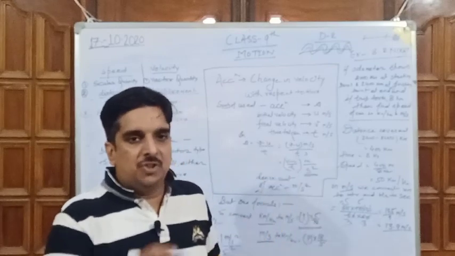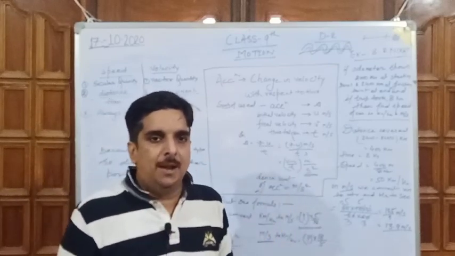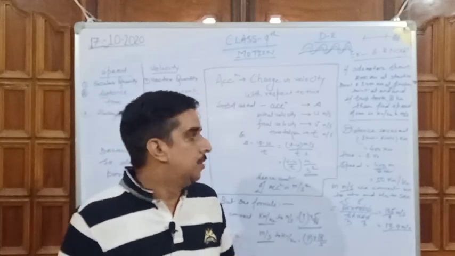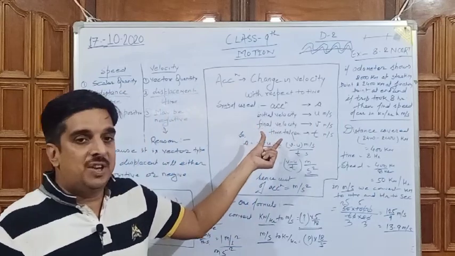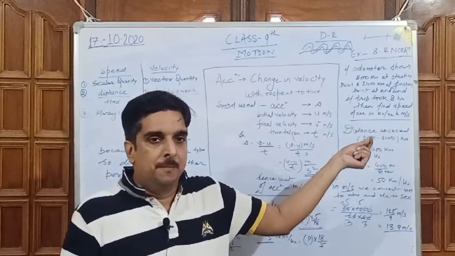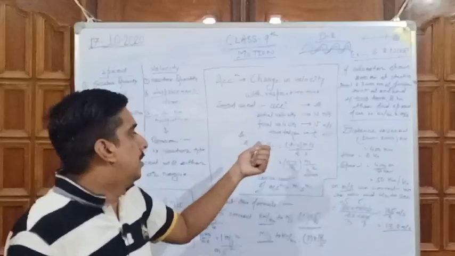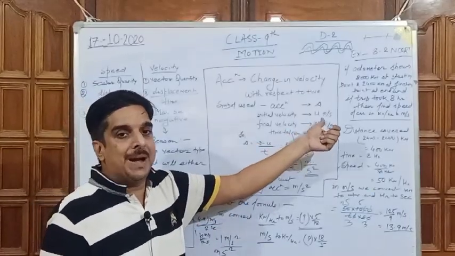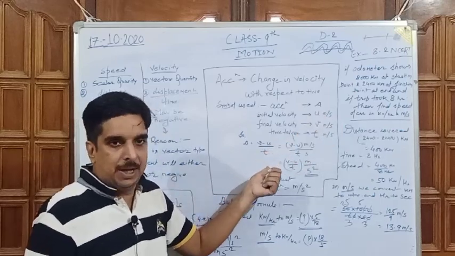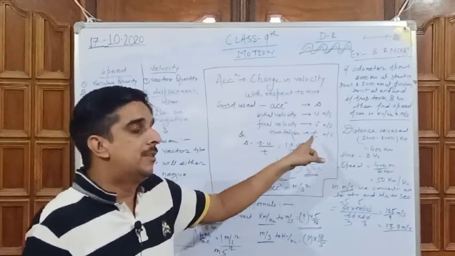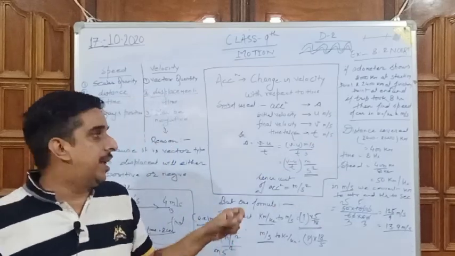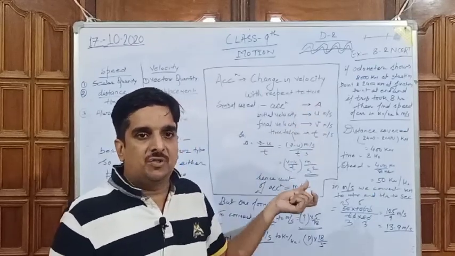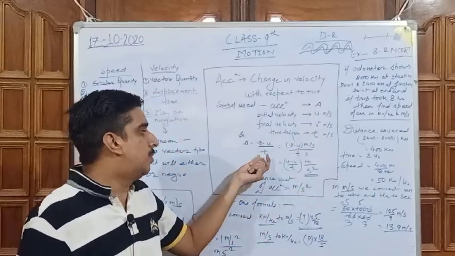So for acceleration we'll write the symbol of a small a. For initial velocity, we'll represent initial velocity by a small u, meter per second. Final velocity, a small v, meter per second. So according to the formula, acceleration a is equal to final velocity minus initial velocity, v minus u by t, whereas the total time taken for that change in velocity is a small t second, so we'll count it as t.